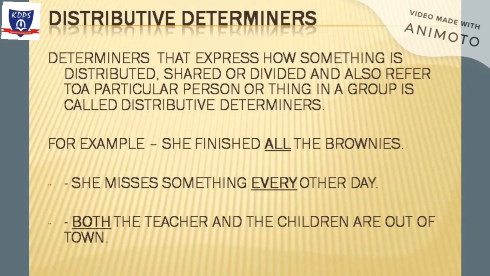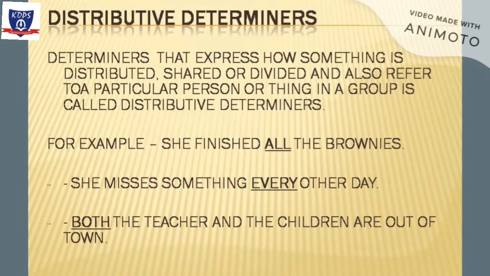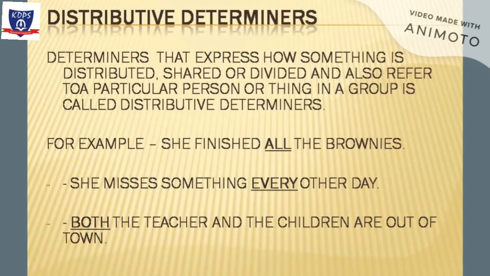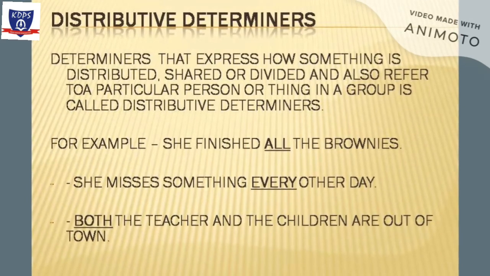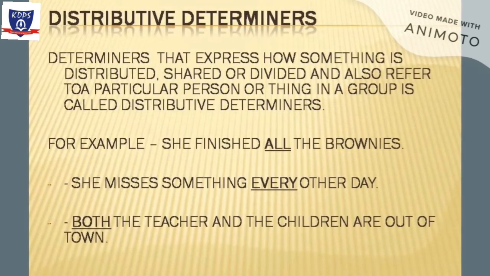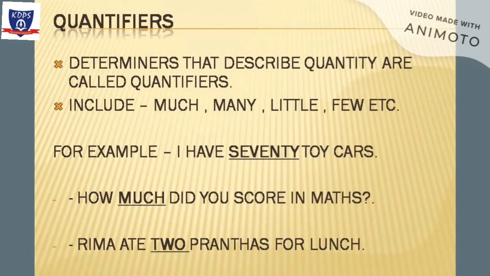Clear? Both the teacher and the children are outside. तो जो दोनों टीचर और चिल्ड्रन, हम पर्टिकुलर दोनों की बात कर रहे हैं, so it is being distributed between two, both, that is a distributive determiner. Clear? Next, move on to quantifiers.